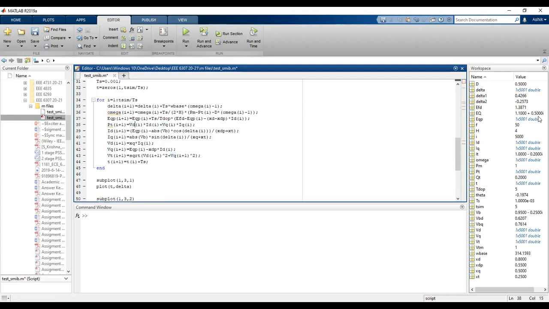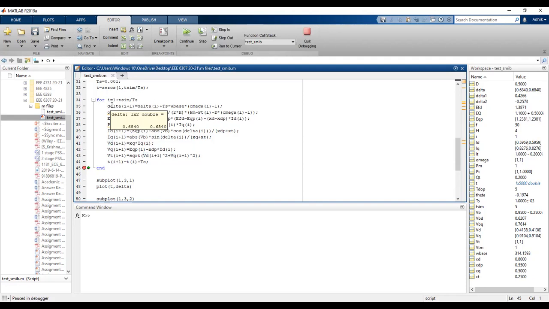So one way to check the first few steps before I start the disturbance incorporation, let me discuss this. Before you run the full simulation for the dynamic model, just run it for one iteration and check the values. Do you see the first value and second value are matched for delta, isn't it? 0.6840, 0.6840. For omega, both of them are 1. For EQ prime, yeah, both are matched. PT matched, ID. So in this way, you check the values for a few iterations.